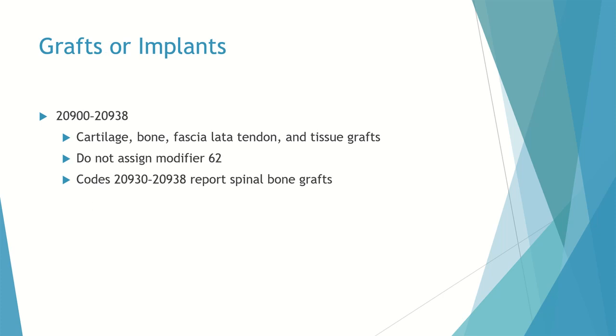Grafts or implants, these are separate from the integumentary system, 20900 to 20938. Cartilage, bone, fascia lata tendon, and tissue grafts do not assign modifier 62, and codes 20930 to 20938 report spinal bone grafts.